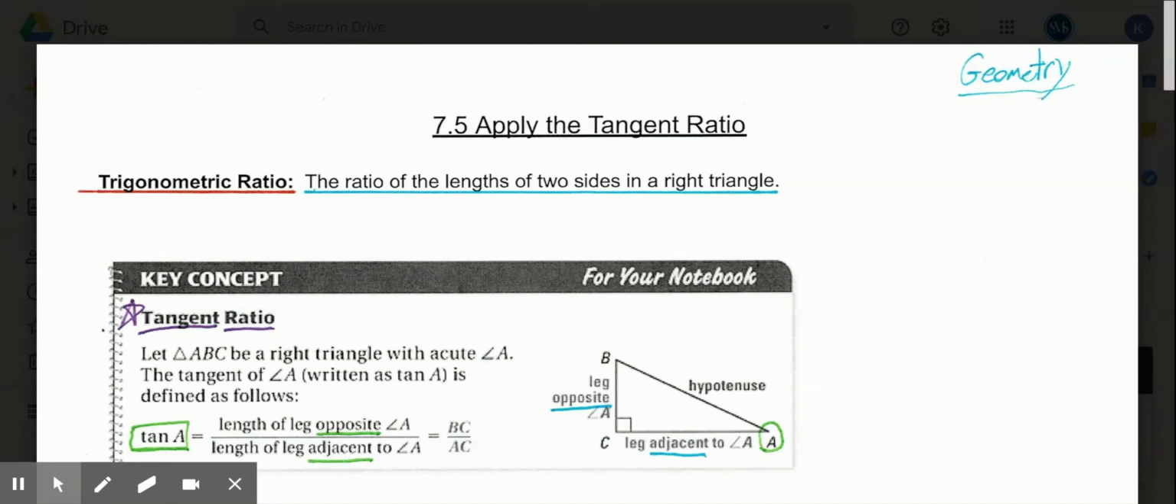Welcome to lesson 7.5, apply the tangent ratio. So the tangent ratio is one of many different trigonometric ratios. And trigonometric ratios simply are ratios of lengths of two sides in a right triangle. So what you want to keep in mind is anytime that you see that word trigonometry or trigonometric, that is always related to right triangles.